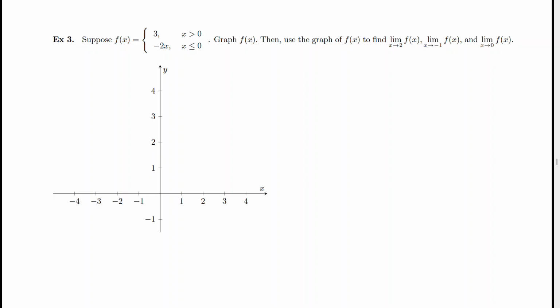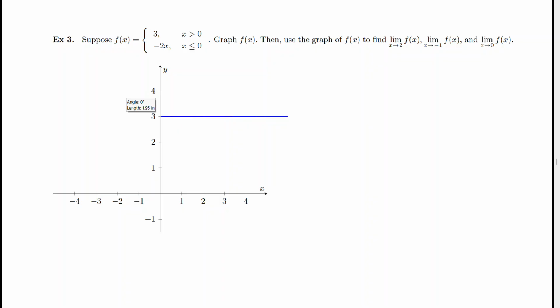Okay, so that's the end of that one. Let's take a look at the next one. So in this next one, we are given a function with multiple pieces. They're saying that the function looks like 3 when x is bigger than 0. So what does that mean? That means they want me to draw a horizontal line.